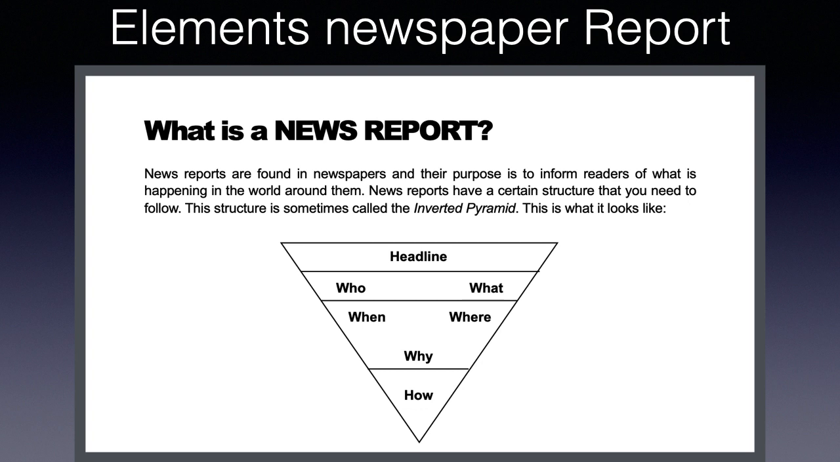So, first of all, the elements of newspaper report. What is a news report? News reports are found in newspapers and the purpose is to inform the readers of what is happening in the world around them. News reports have a certain structure that you need to follow. The structure is sometimes called the inverted pyramid. That is what it looks like. So, you can here see the diagram.